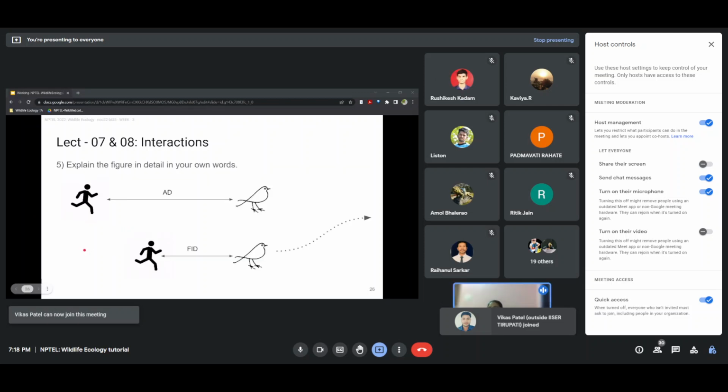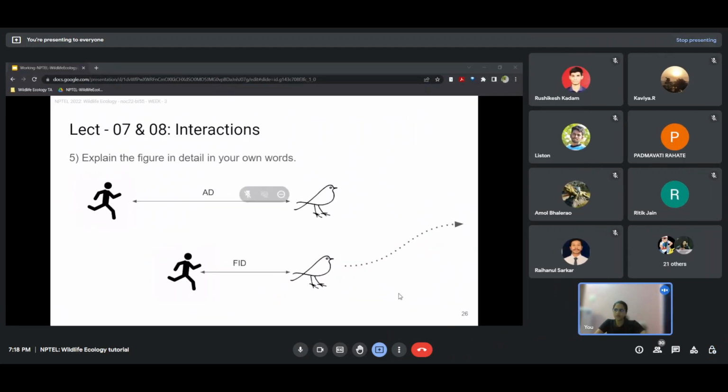Okay, so here we have a figure, and it has been explained, but this is a very simplistic diagram of what is actually happening here. So you have a bird, and you have a person running towards the bird, and this is a particular metric that is being used here, AD. I'm not sure if you might know. And as the person moves closer, the bird tends to fly away. Could somebody explain what is actually happening here?